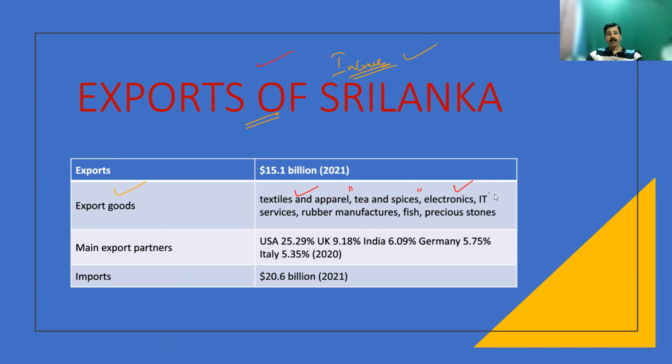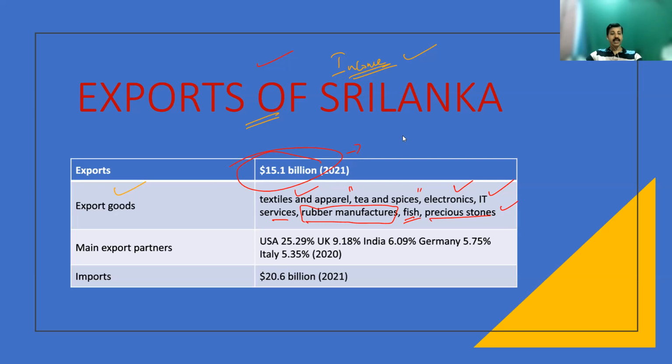Electronics, IT services. Even they have IT software companies, IT services. Rubber manufacturing, because it's a tropical country, very close to the equator. So they are manufacturing a good amount of rubber. Fish, it is an island country. You have fish and precious stones. These are the major products, and very, very limited products. And the exports are happening, as of the latest, at $15.1 billion.